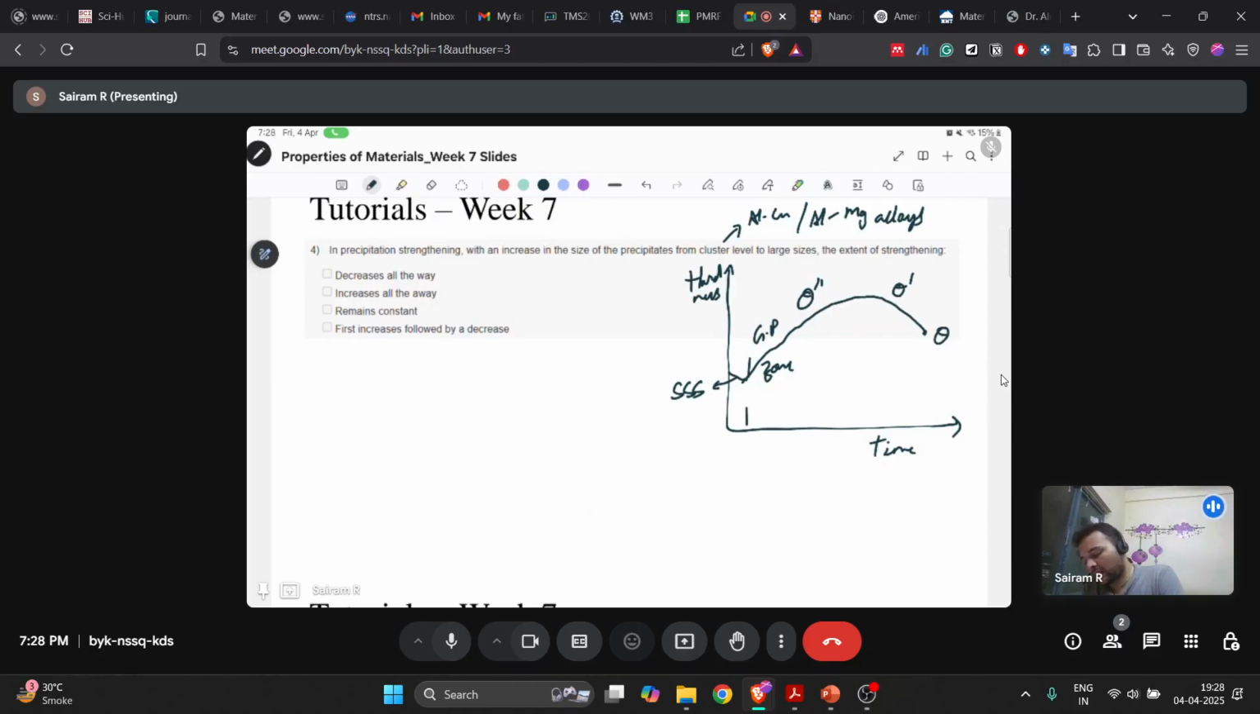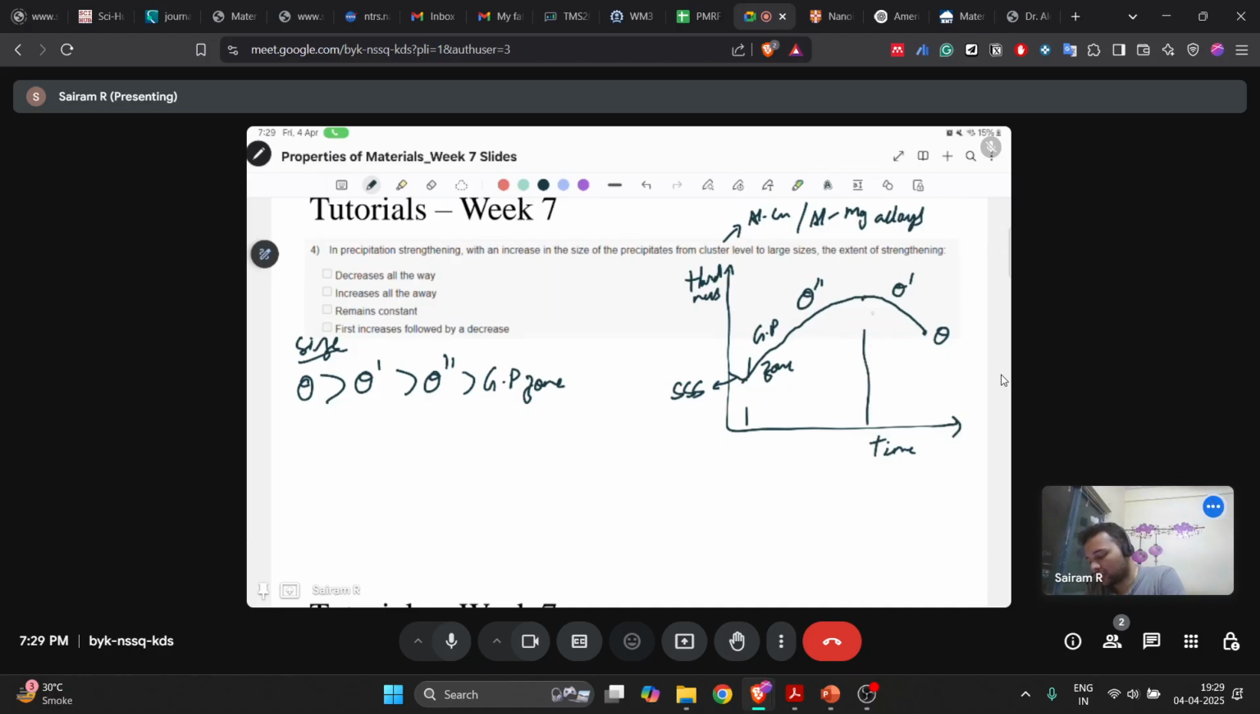Along with these different zones, we can also say that the size of the GP zone is smaller, and the size of these individual zones keeps increasing. Theta is larger than theta prime, is larger than theta double prime, is much larger than my GP zones. So we see that there is an increase in the hardness to a certain extent, followed by a decrease.